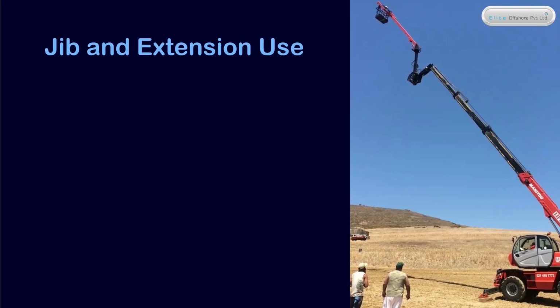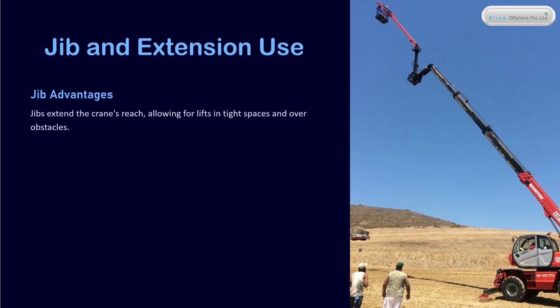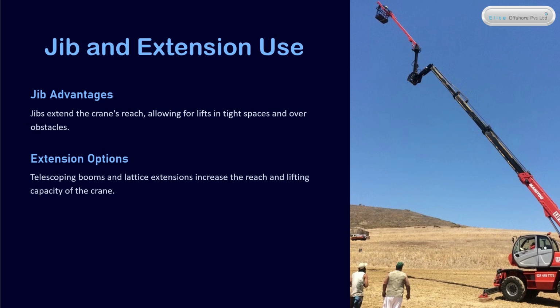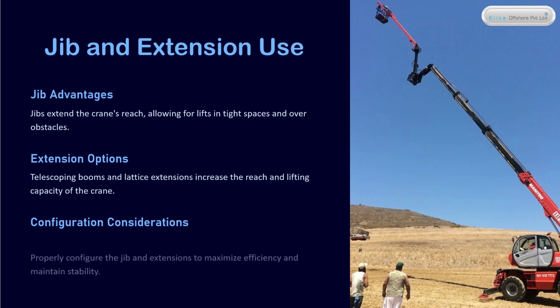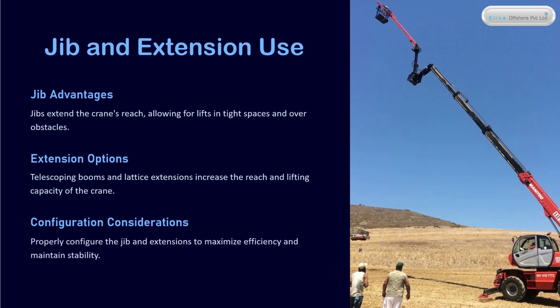Jib and extension use. Jib advantages. Jibs extend the crane's reach, allowing for lifts in tight spaces and over obstacles. Extension options. Telescoping booms and lattice extensions increase the reach and lifting capacity of the crane. Configuration considerations. Properly configure the jib and extensions to maximize efficiency and maintain stability.